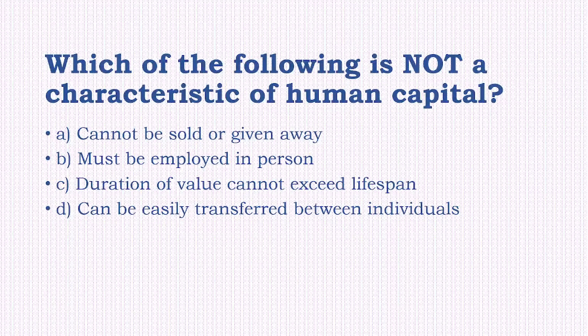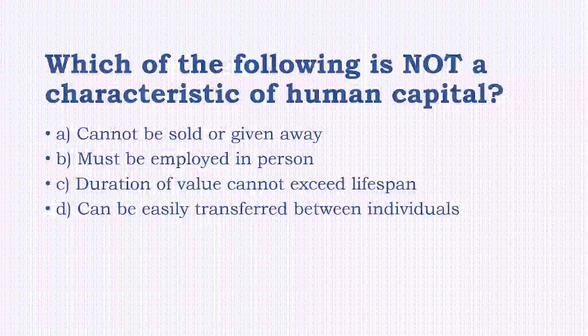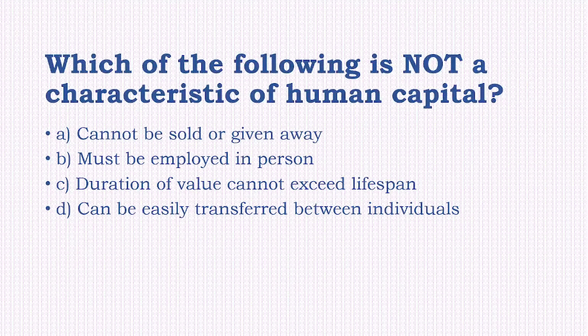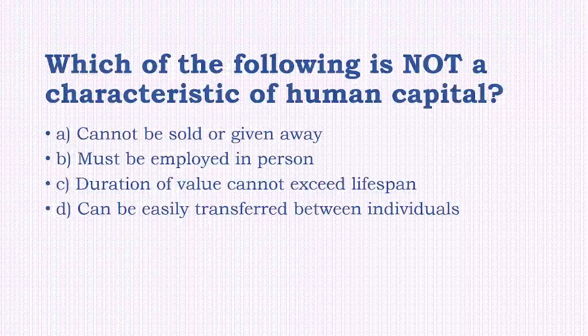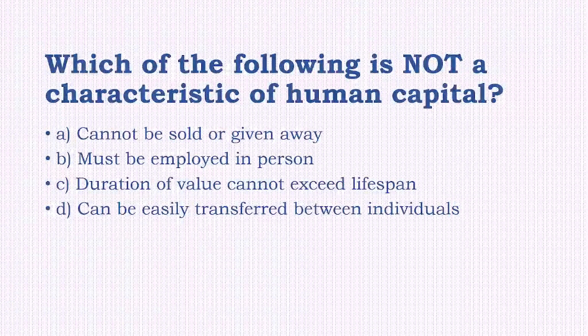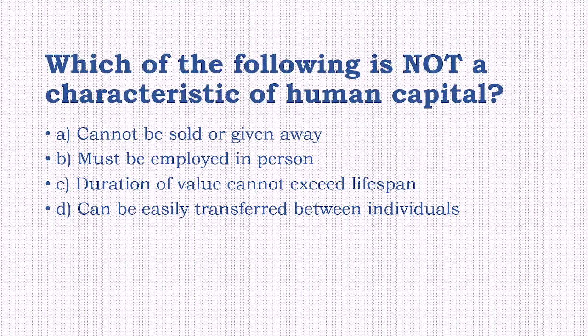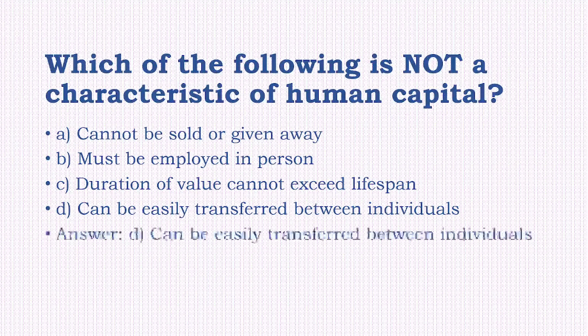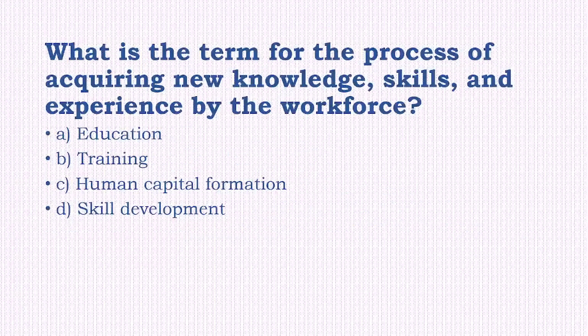Next, which of the following is not a characteristic of human capital? Options: cannot be sold or given away, must be employed in person, duration of value cannot exceed lifespan, can be easily transferred between individuals. The answer to this question is option D, that is can be easily transferred between individuals.